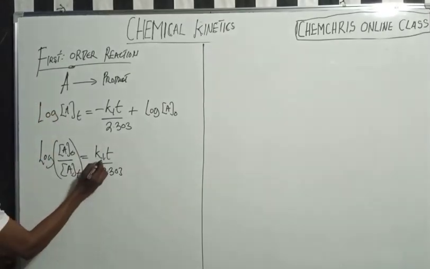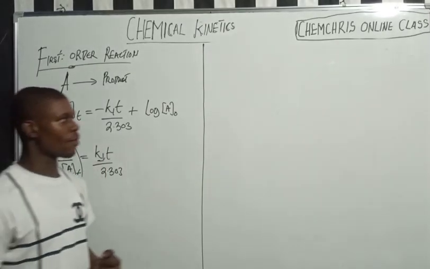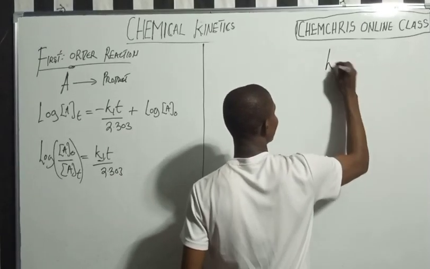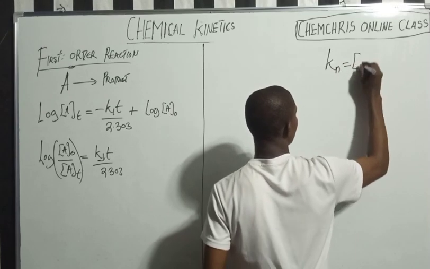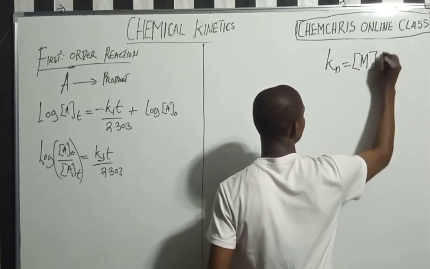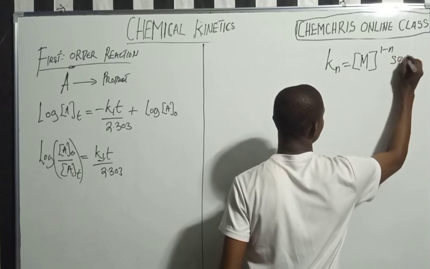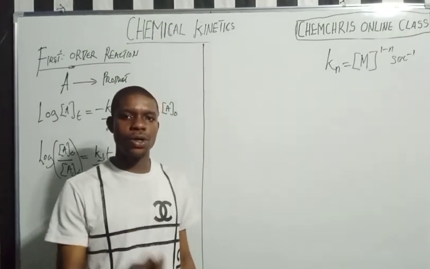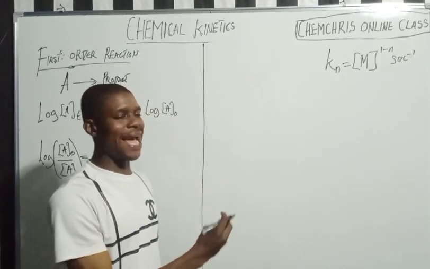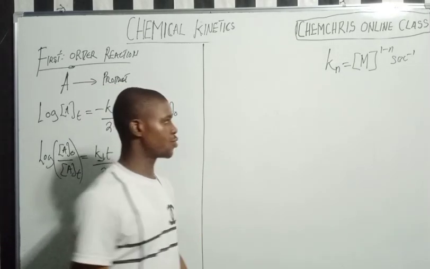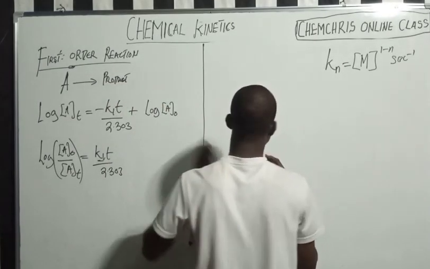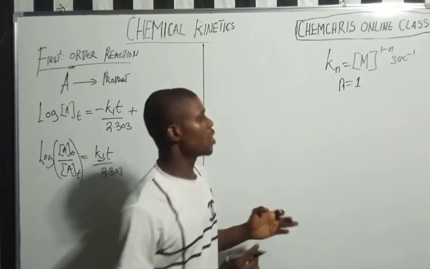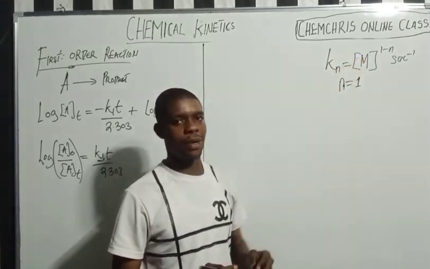Now remember, what will be the unit of k1? I'll give you a formula to get the units: kn equals molarity to the power 1 minus n per seconds. Now we are talking about a first order reaction. Remember n means the order of the reaction, so if I'm talking about a first order reaction, then n is going to be 1.